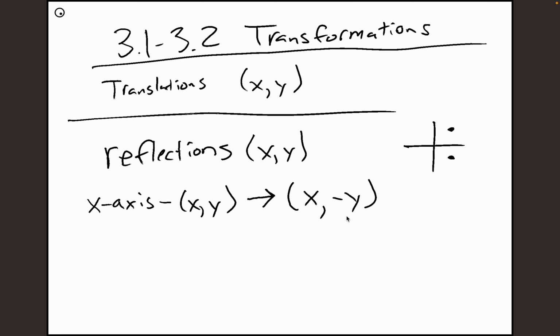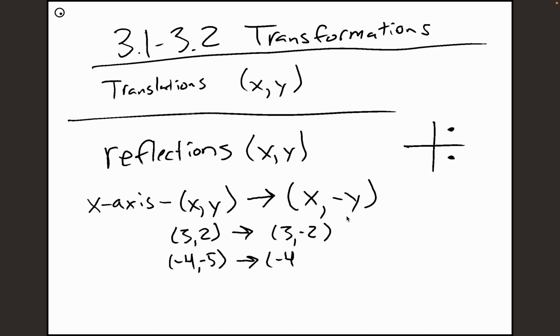Okay? Now, pay attention, because let's do an example. What if I had the coordinates 3, 2? Okay? If we cross the x-axis, what would it change to? 3, negative 2. Okay? What if I had the coordinates negative 4, negative 5?